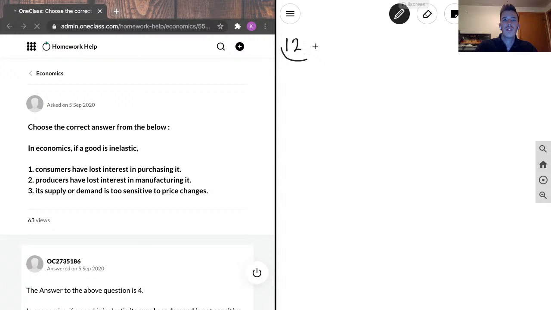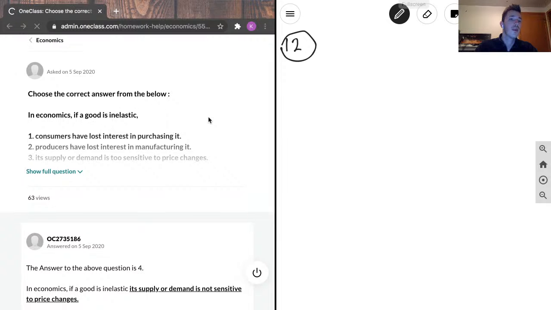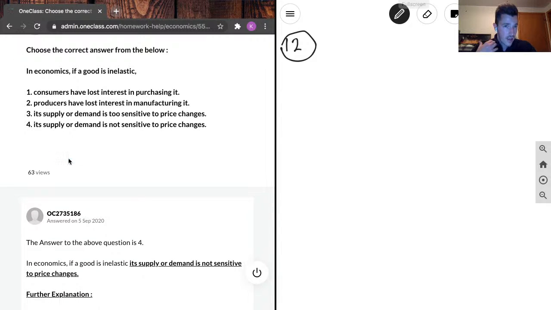All right, second last question here. In economics, if a good is inelastic, 1, consumers have lost interest in purchasing it. 2, producers have lost interest in manufacturing it. 3, its supply or demand is too sensitive to price changes. Or 4, supply or demand is not sensitive to price changes.